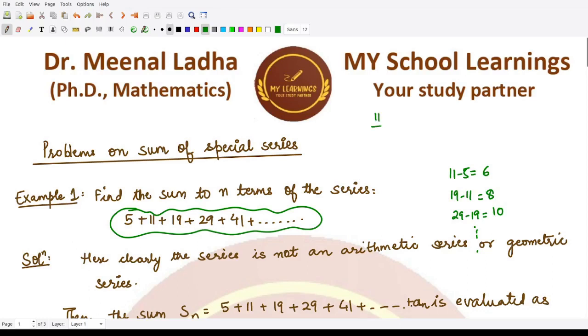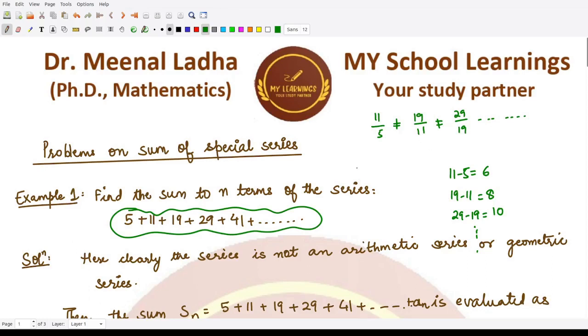Similarly, when you divide 11 by 5, this is not equal to when you divide 19 by 11, which is further not equal to 29 divided by 19 and so on. So we also do not have a constant ratio here, so it does not form a geometric progression as well. So in this case, what can we do? We need to find a pattern in order to solve this.